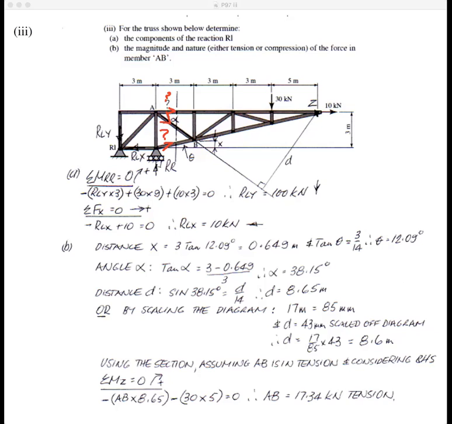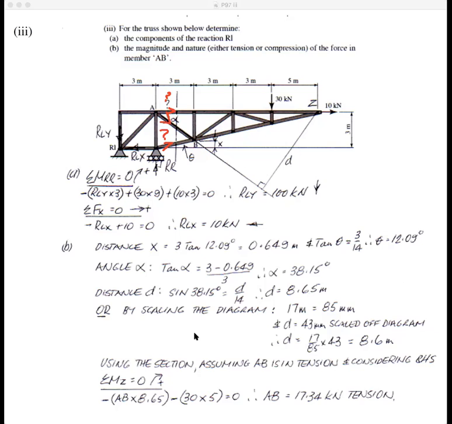Then you can work out what the distance is, because we know the length of the hypotenuse there, and we know what that angle is now. Once you've found out what Z is, you can work out what that distance is there, and then you can find alpha. So you can work out what that distance D is: you know the angle, you know the hypotenuse of that triangle, so you can work out what D is, which I've done here, which is 8.65 meters.